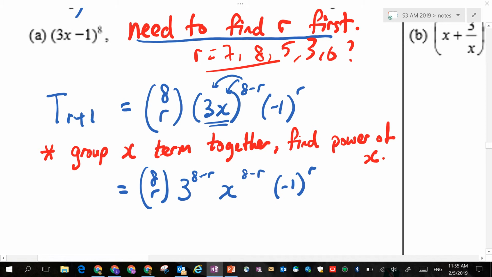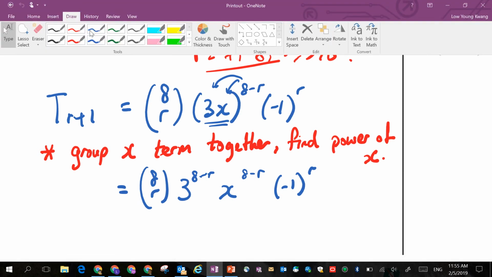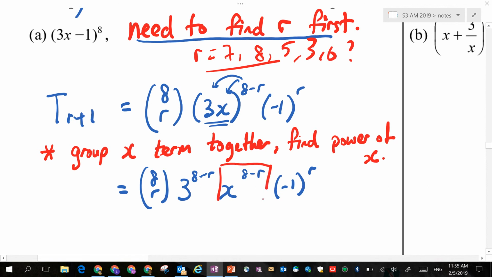Are you able to identify the power of x? Is it clear? The power of x is what? 8 minus R. Is it obvious? This one got no x. This one got no x. This one got x. This one got no x. Is it clear? Okay, I look at 1 item, 2 item, 3 item, 4 item. Where are the x? There's only this. If you allow me to draw a box to highlight, do you see that this is the only x term? Only x term. Is there anything else? No.